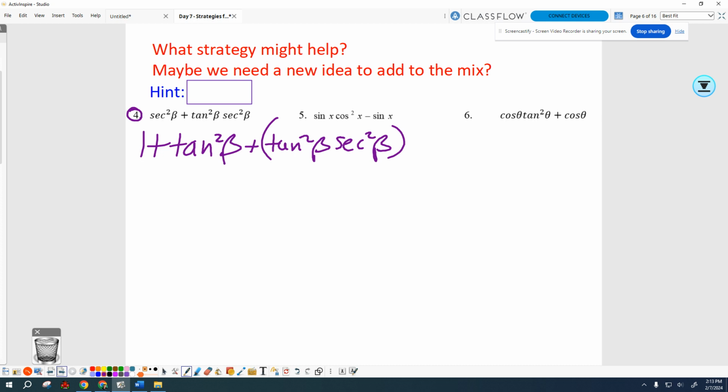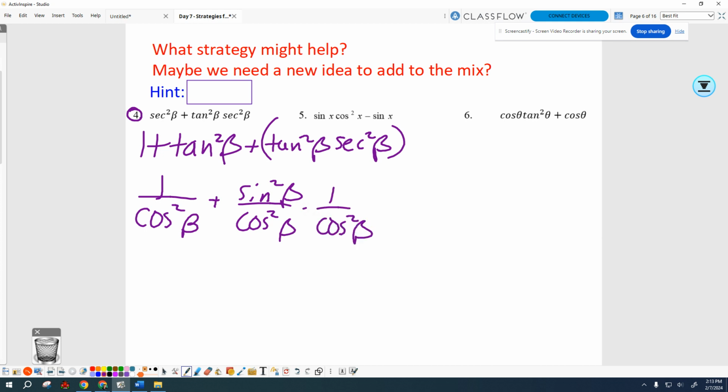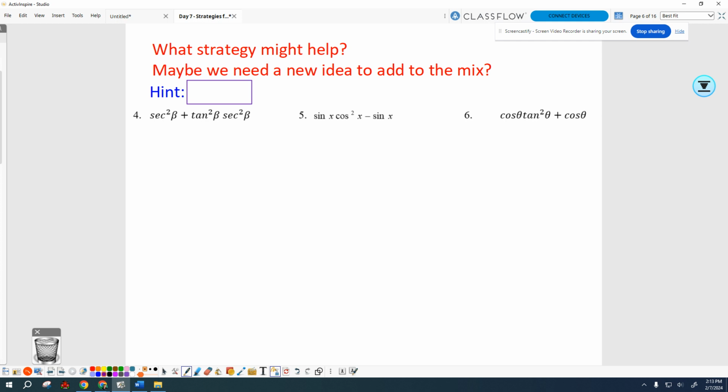That doesn't look cleaned up. Next idea, maybe we go to changing things into cosine and sine. I don't know what that does either. So those are not incorrect, but I don't see them being helpful. So the hint here, a different thing, is to factor. Is there something on each of those that I can factor out?